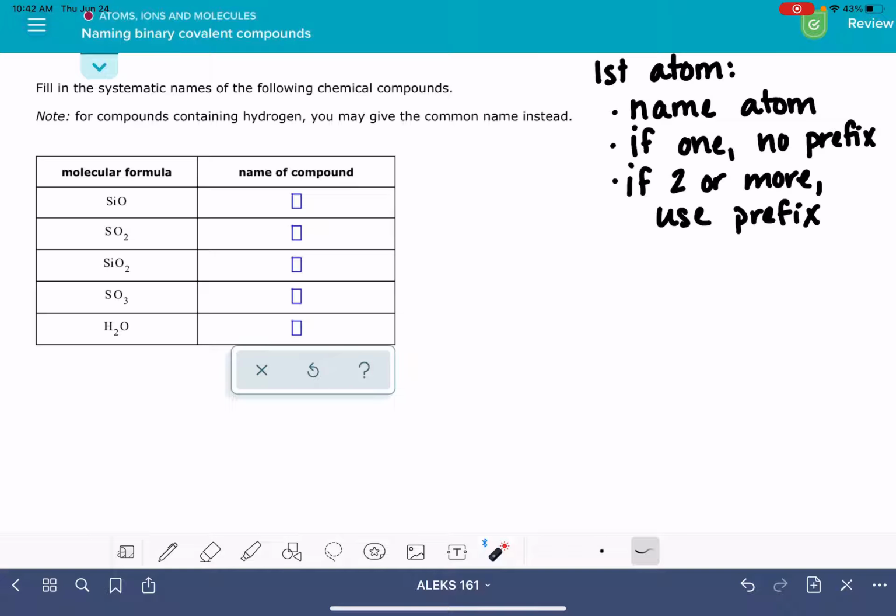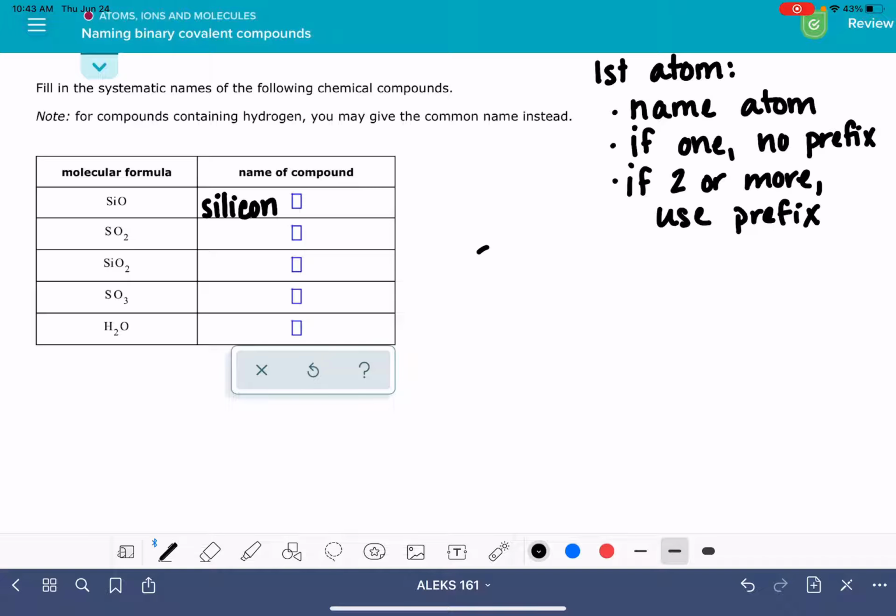So let me explain a little bit about what that means. When we're looking at the first atom in the formula, if there's only one, which there is in all of the first four examples, we're not going to use a prefix to indicate how many of that atom we have. But if we had more than one, so for example, if this was Si2O2, we would use a prefix to indicate how many of those we had. So let's go to just our first example. All that we're going to do is name the atom. This is Si, silicon. There is only one of them, so we're not going to use a prefix.